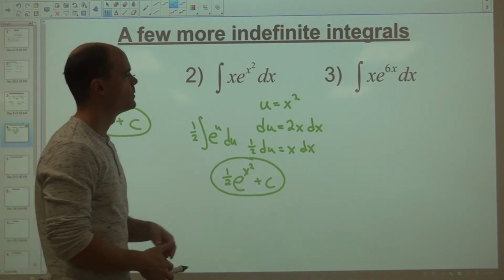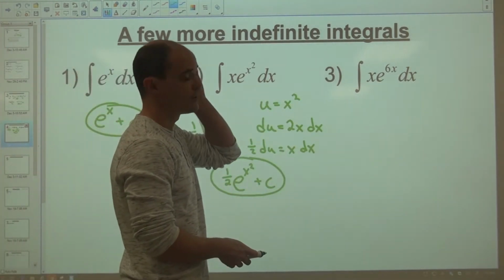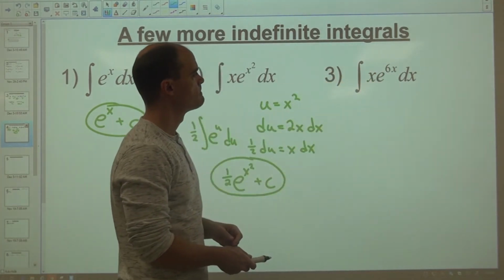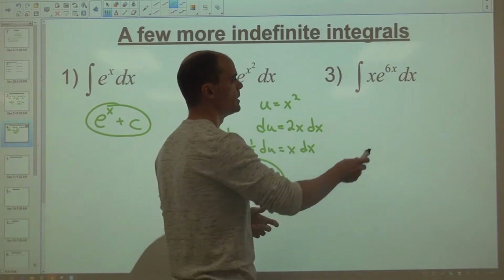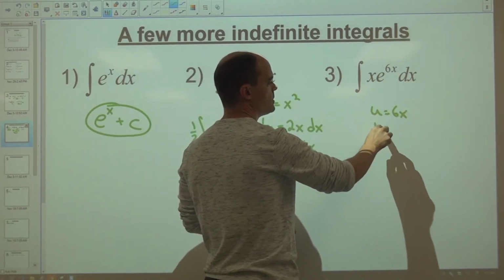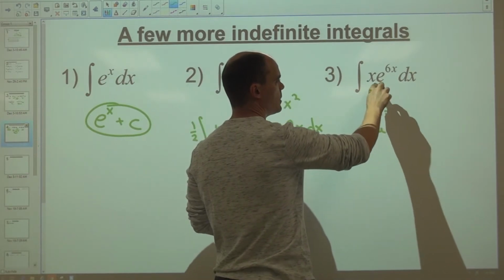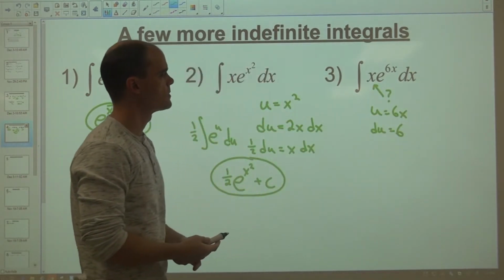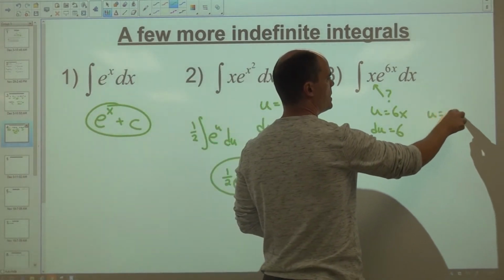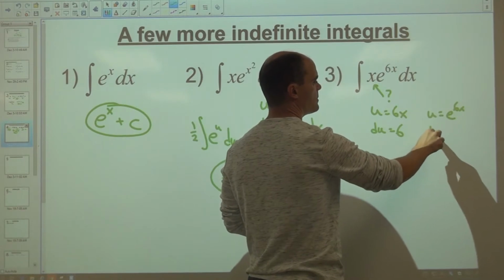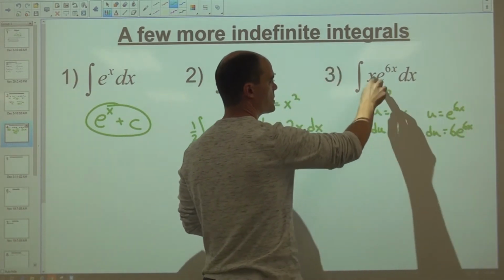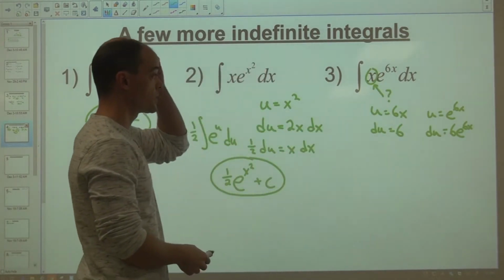Finally leading us to this. Now, unfortunately, these are not 1 degree away from each other. So u substitution will fail. If I let u equal 6x, then du would equal 6. But what about the x? So that would fail. What if I let u equal e to the 6x? Well, now du is going to be 6e to the 6x, and we still can't account for this guy.